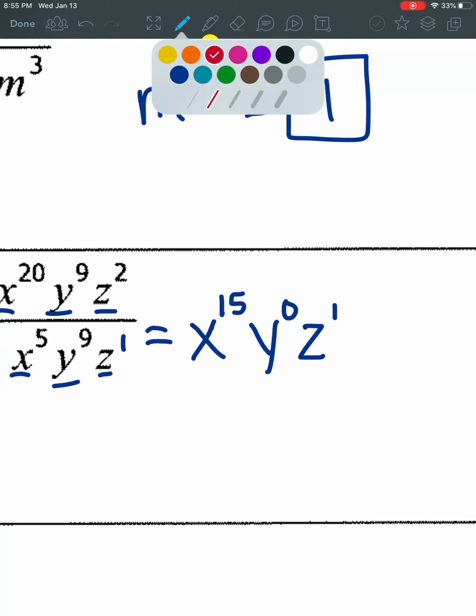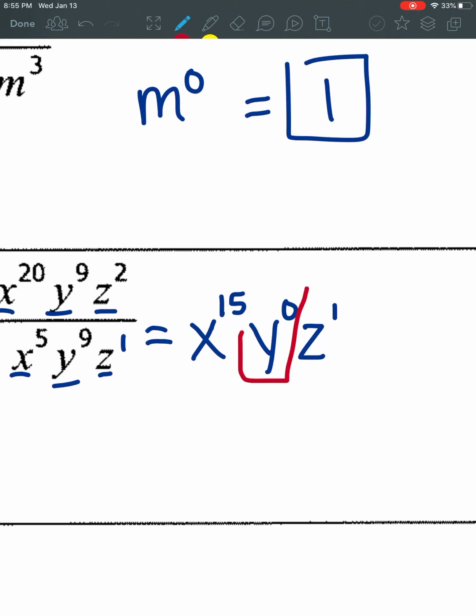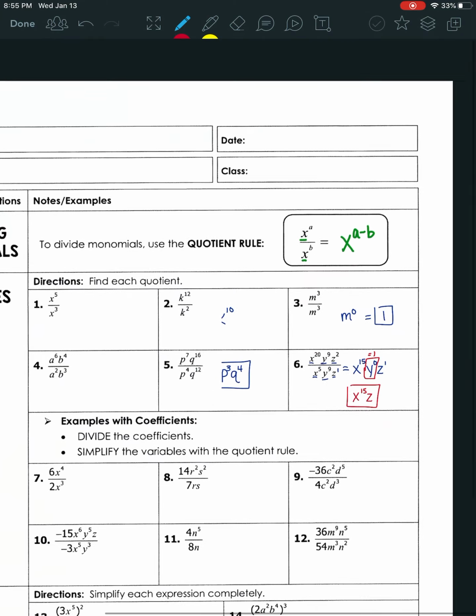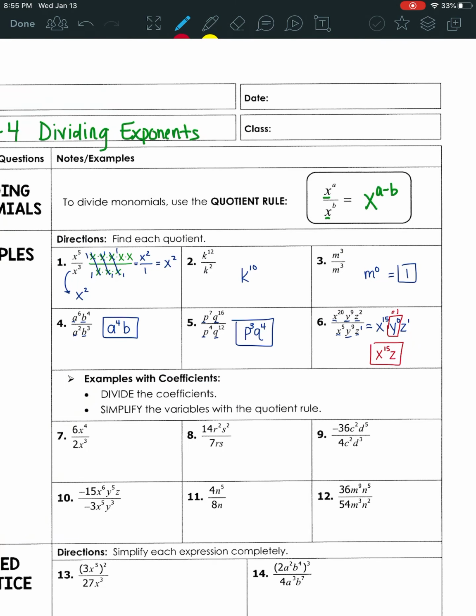Now I know this isn't simplified, but I do want to show you this step. So anything to the 0 power, we know this is the same thing as 1. And then remember z to the 1st, we could eliminate that. So x to the 15th times 1, that y would completely disappear. It'd be gone since we know it's 1. So it'd be x to the 15th times z.